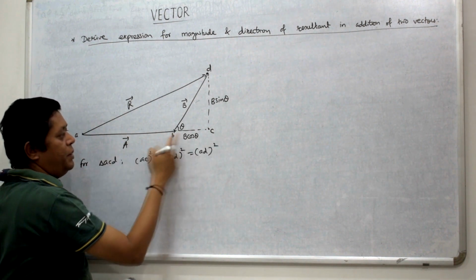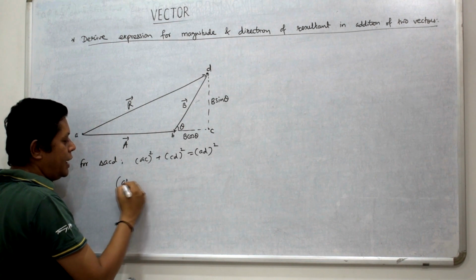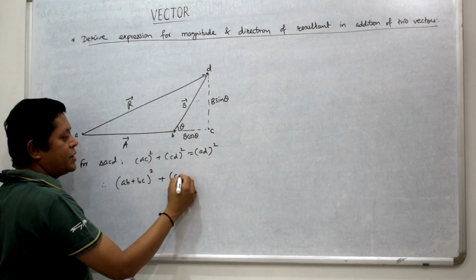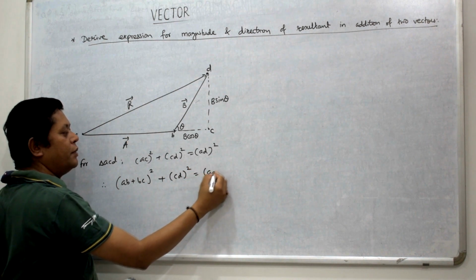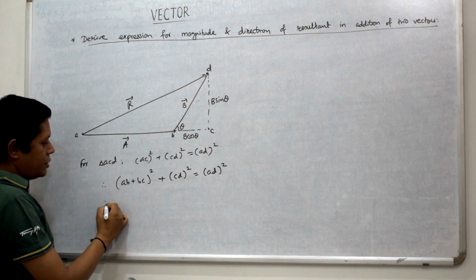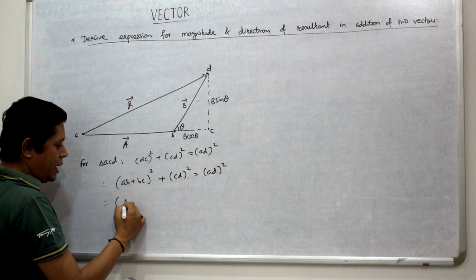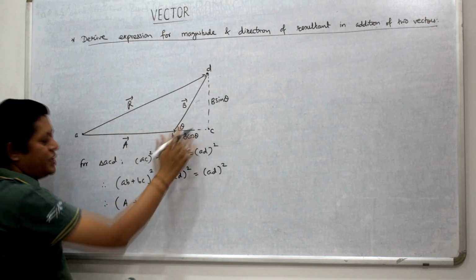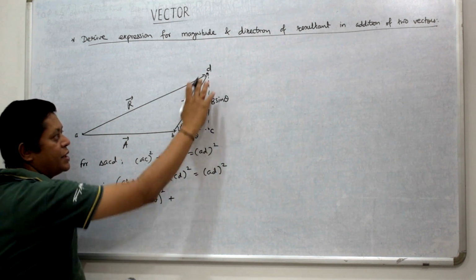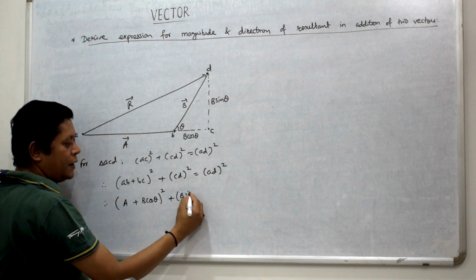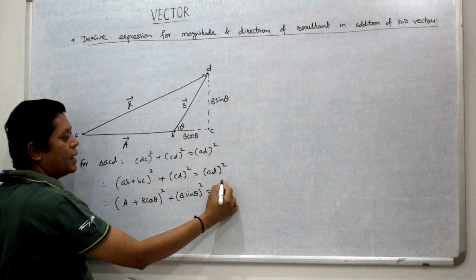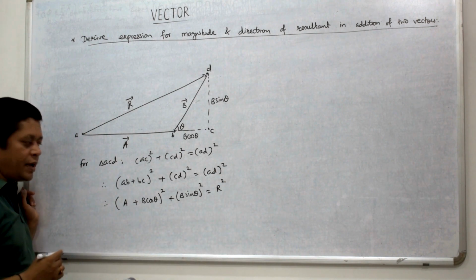AC is the sum of AB and BC. So you can also write (AB + BC)² + CD² = AD². Now if you put the magnitude of these values, AB is the magnitude of vector A, BC is the component of B, that is B cos theta, CD is B sin theta, and AD is vector R, the magnitude of that is R².